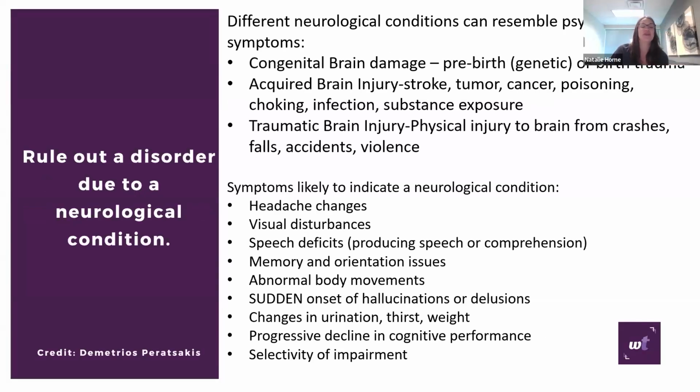Then ruling out a disorder due to a neurological condition. Neurological conditions, such as issues in the brain, can resemble psychological symptoms. There are 3 different types of neurological conditions we're looking for. First is congenital brain damage, which can happen pre-birth as a genetic factor or be experienced during birth due to trauma. Then an acquired brain injury, which can come from a stroke, a tumor, cancer, being poisoned, choking, infection, or substance exposure. And lastly, a traumatic brain injury, that's a physical injury to the brain from a crash, fall, accidents, or violence.